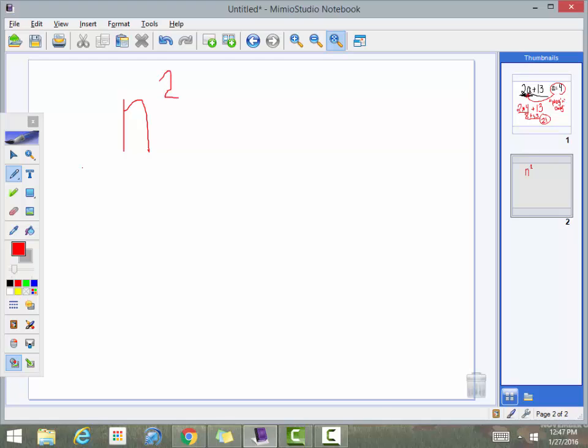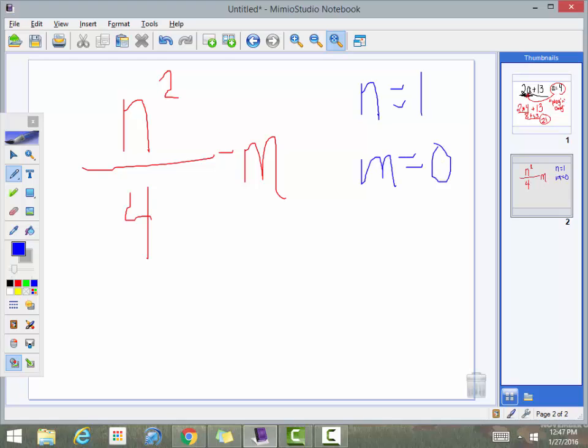N to the second power over 4. Okay, so now what we're going to do is we're going to have to be given a couple values. And I forgot I'm going to subtract m, by the way. So our first value is going to be n is equal to 1. So n is going to be equal to 1, and then our m will be equal to 0.